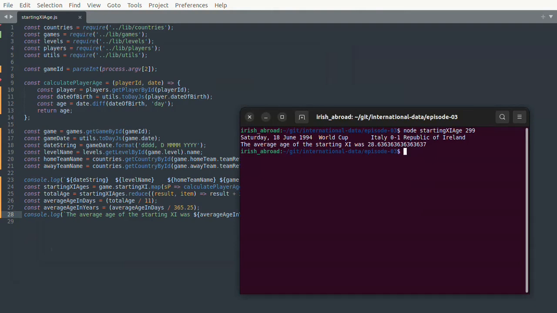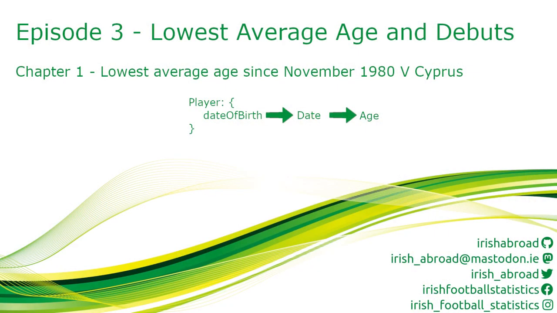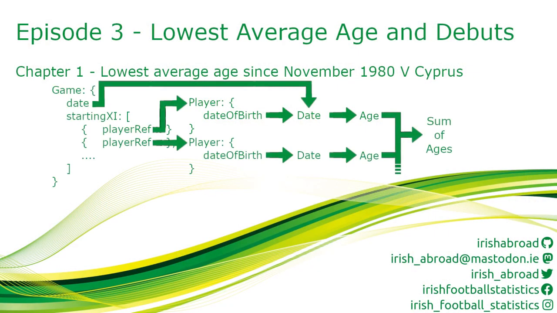Call the program with the same game ID again, and you can see that the actual average age of the team in Giants Stadium was 29.17 years, more than half a year older than the value calculated using the difference in years only. The program has evolved from calculating a single player's age to the total ages of a team and its average age, and is now ready for its final form, the average age of every Republic of Ireland starting 11.